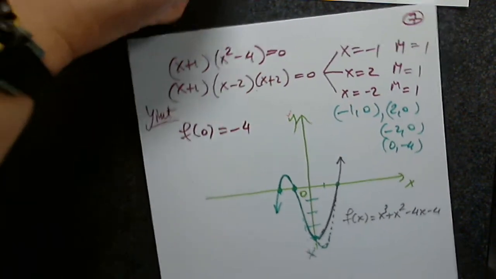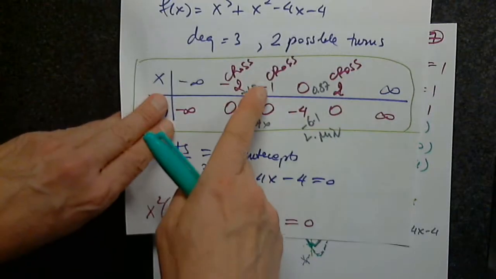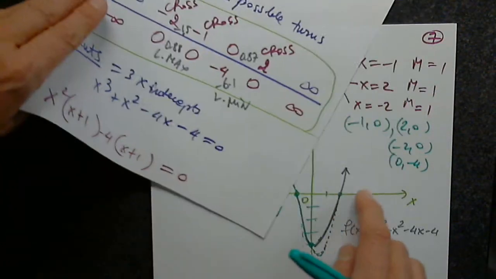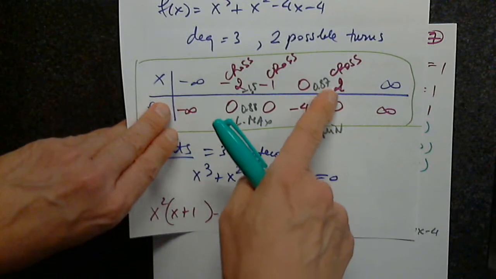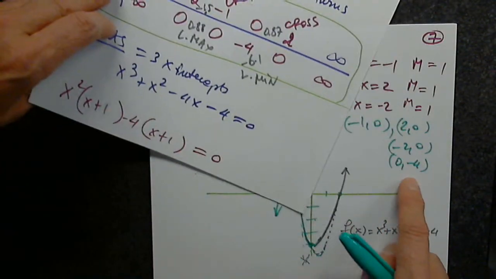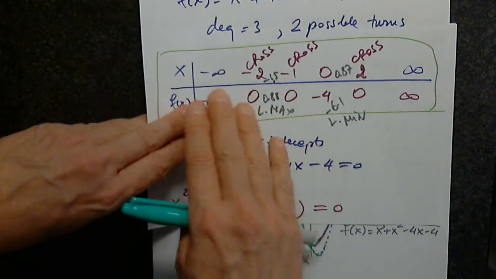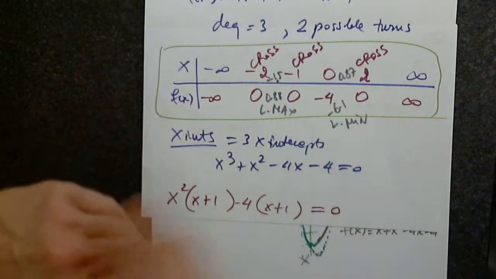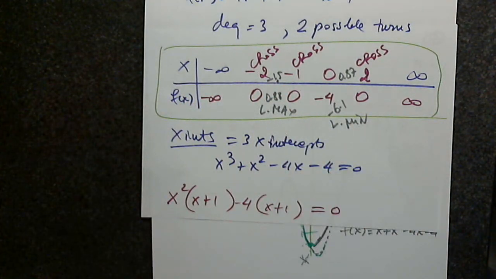And that's what we have in the table. So -1, 0 is this point. 2, 0 is this point. -2, 0 is this point. And 0, -4 is this point. I put them in order from left to right. You can make a vertical chart if that helps you, or you can summarize the information in some other way that you would like. That's fine too.